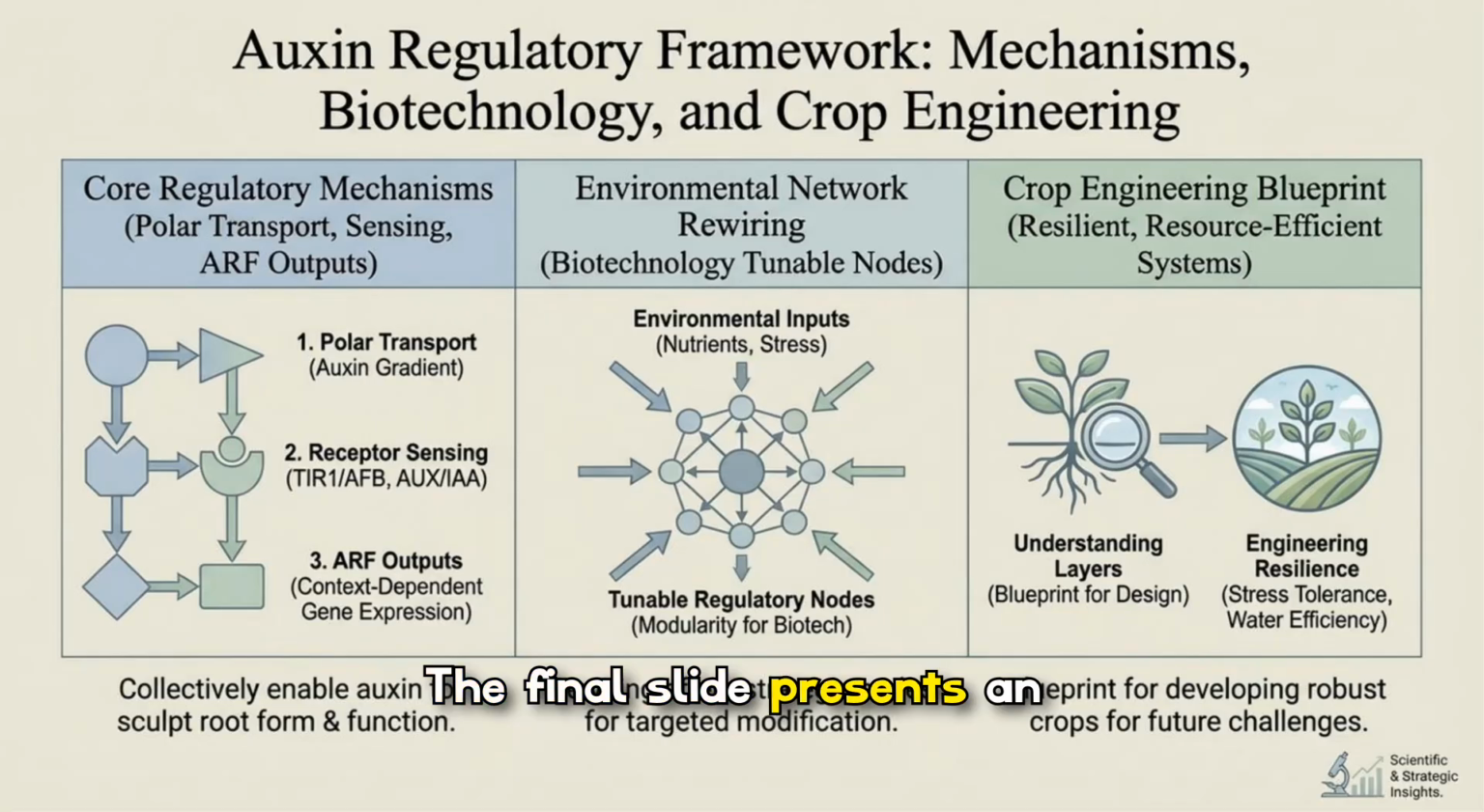The final slide presents an integrated auxin regulatory framework linking core mechanisms, polar transport, receptor sensing, and ARF outputs, with environmental network rewiring and a crop engineering blueprint. This systems view identifies tunable regulatory nodes for biotechnology and outlines how understanding and rewiring these layers can produce resilient, resource-efficient crops for future agricultural challenges.